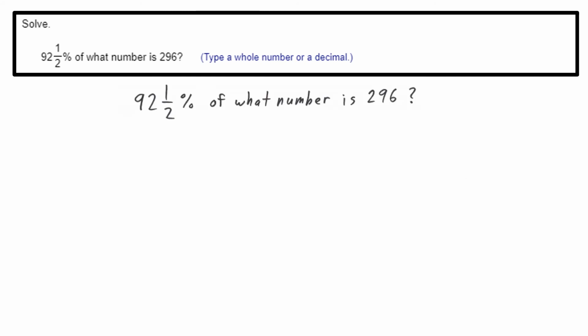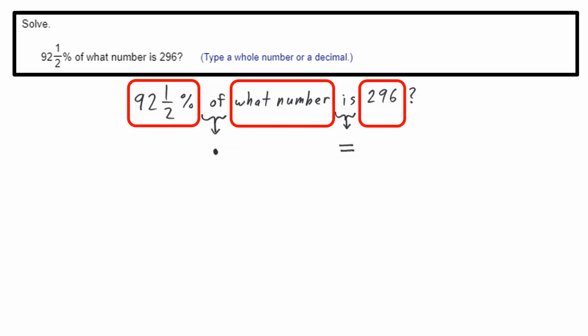Solve. 92.5% of what number is 296? We begin by looking at the keyword of and the keyword is and looking at how they'll translate into our mathematical equation. The word of will be represented by a multiplication, which I'm using a multiplication dot. The word is will be an equal sign.